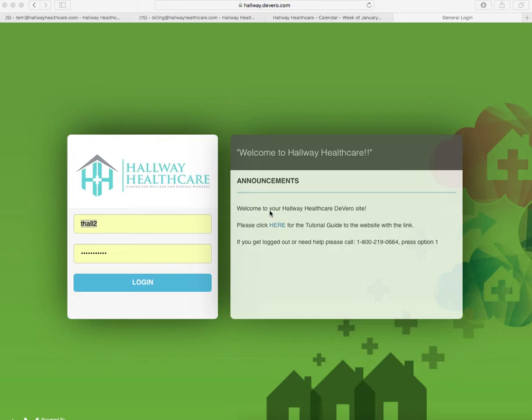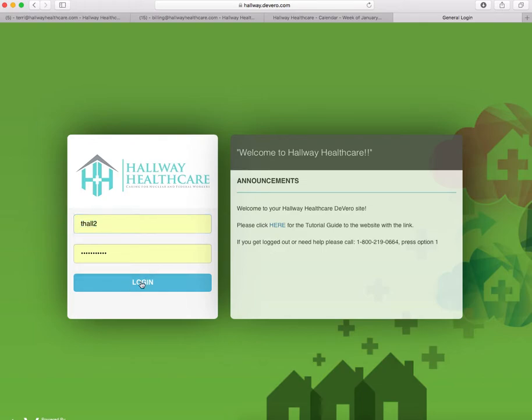Today I'm going to show you how to complete the new Soapie form. So first, of course, you're always going to make sure that you're at hallway.devero.com, and then you're going to type in your login. And just a reminder, if you ever get kicked out, as you can see right over here under announcements, if you get logged out and need help, please call this 1-800 number and press option number 1.